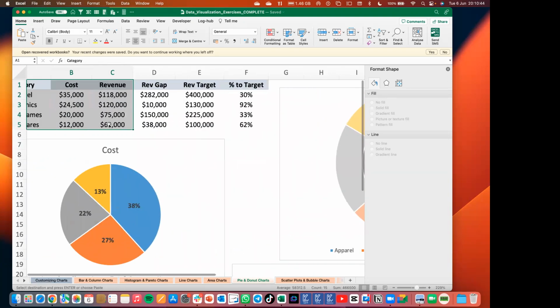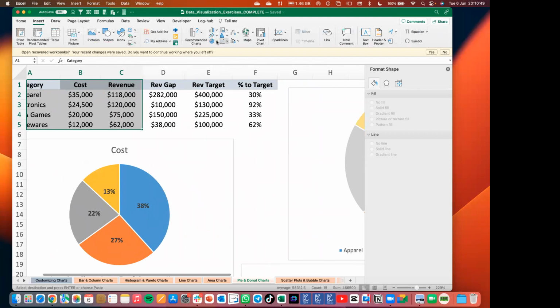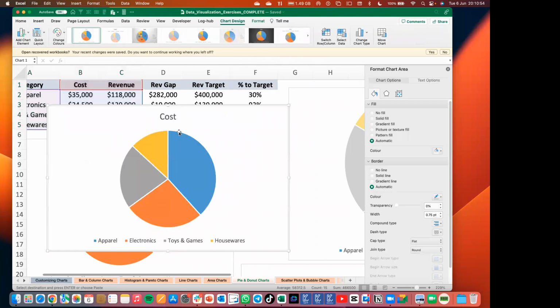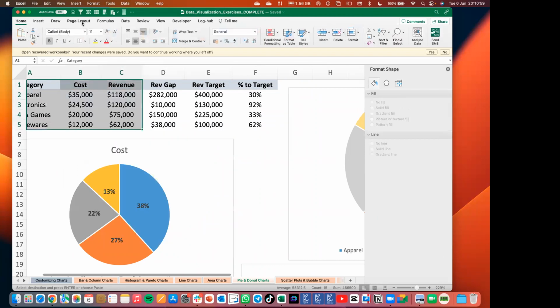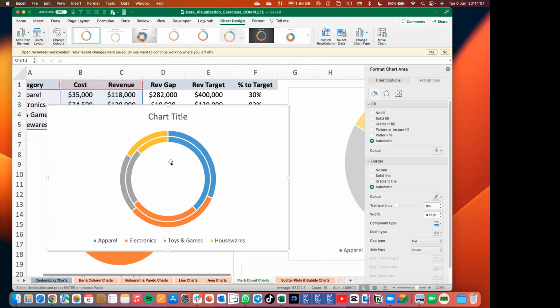So it is just a selection, then you come to insert, and you look for the chart. So there are many charts. We shall see how we use them. Now, this is a chart. We have to use a donut chart. Insert. Where is a donut chart? Here we go. And it will automatically split the two for you.